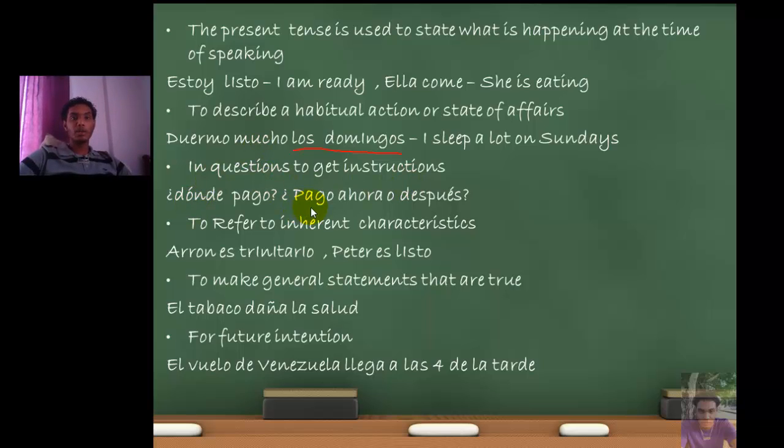In questions to get instructions, you say yo pago ahora o después. Do I pay now or later? So you use the present tense.